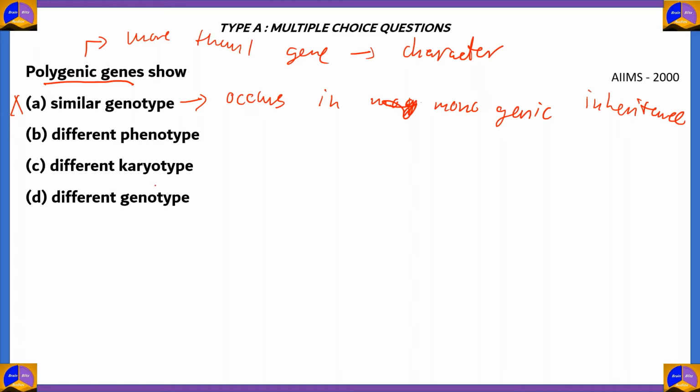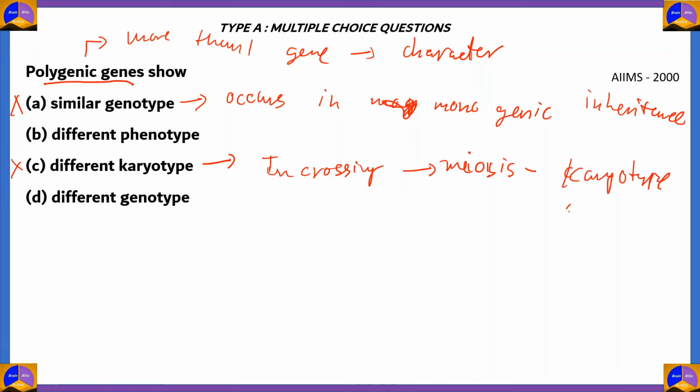What about option C, different karyotypes? Now, this does not occur because in crossing, due to meiosis, the karyotype stays the same, whether that's monogenic or polygenic genes.